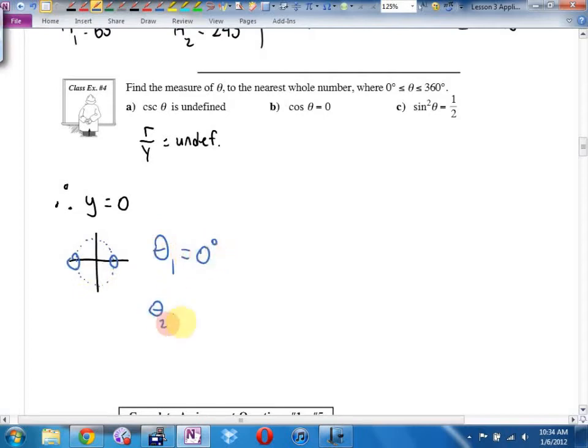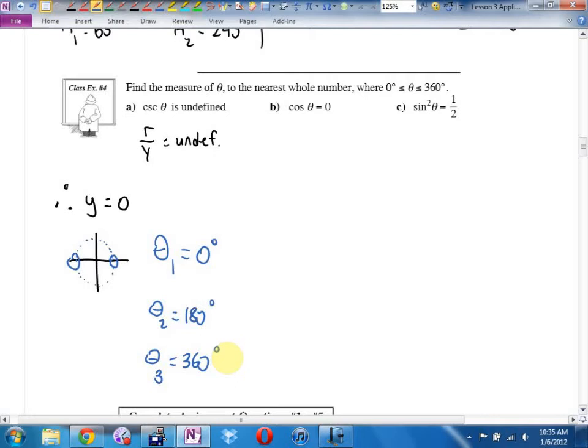You can't find that with reference angles and the CAST rule because there are no real good reference angles there. Oh, and besides, how the heck would you type in undefined into your calculator to find the reference angle in the first place? Doesn't really work.